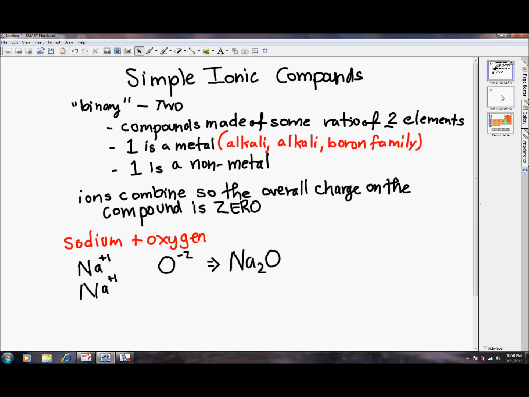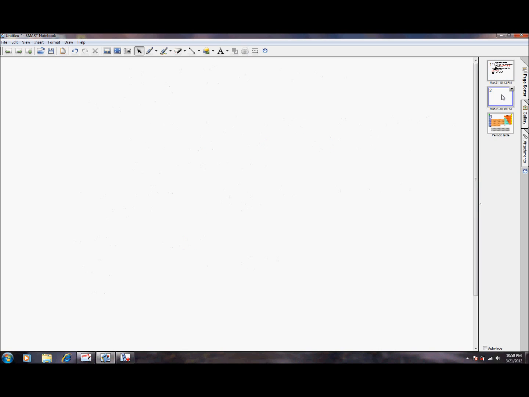All right, let's take a look at a couple of more examples. What happens if we combine magnesium and phosphorus?